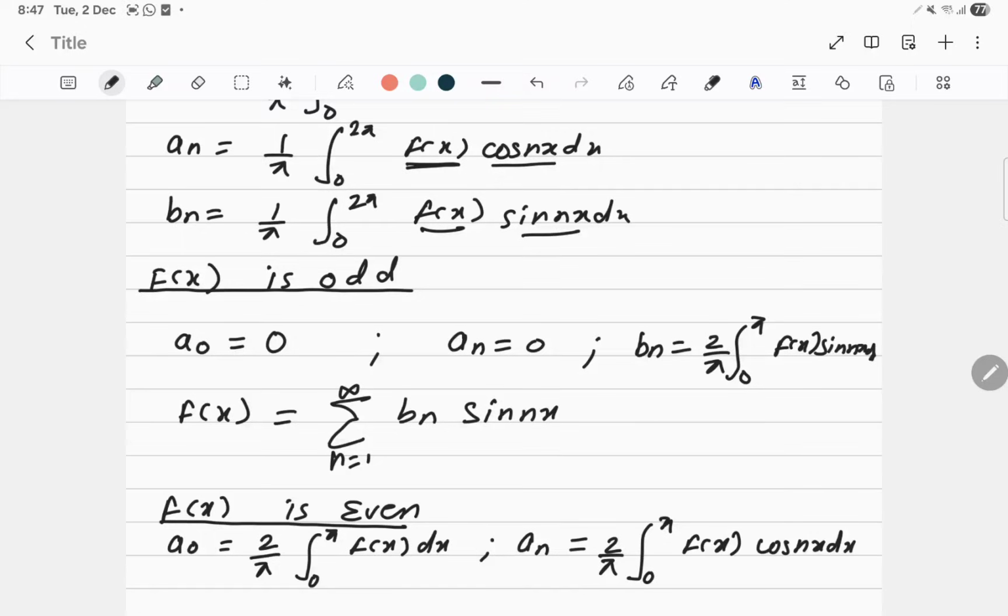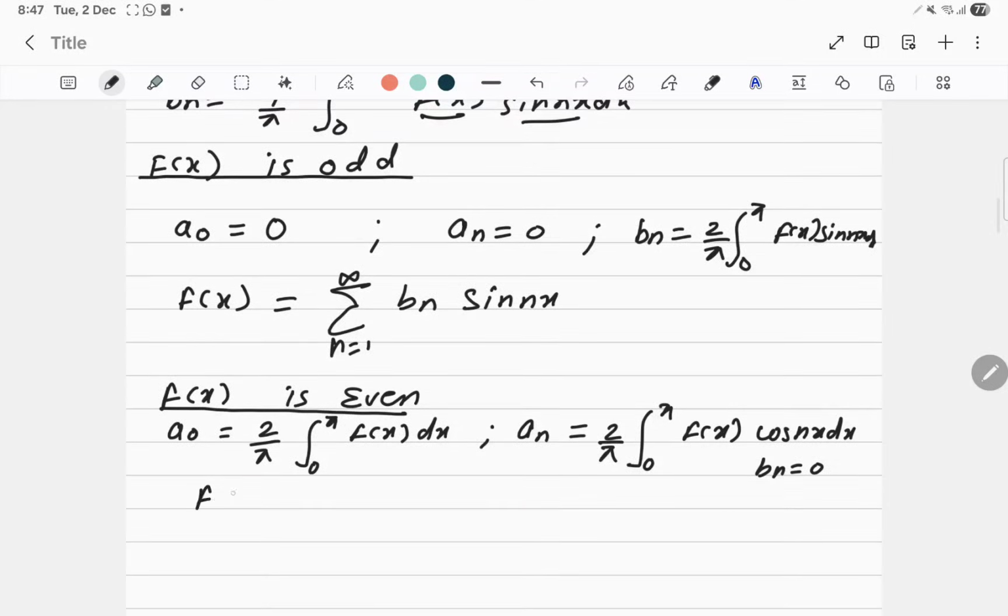On the other hand, if f(x) is even, sin nx is odd. So odd and even is odd. So bn will become 0 in this category. So bn is equal to 0. So what is the formula for Fourier series now? f of x is equal to a0 by 2 plus summation an cos nx. So how have I reduced the series?